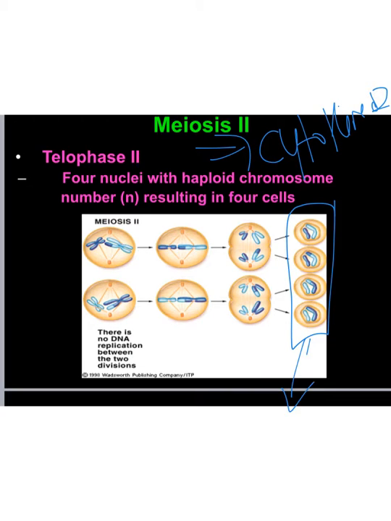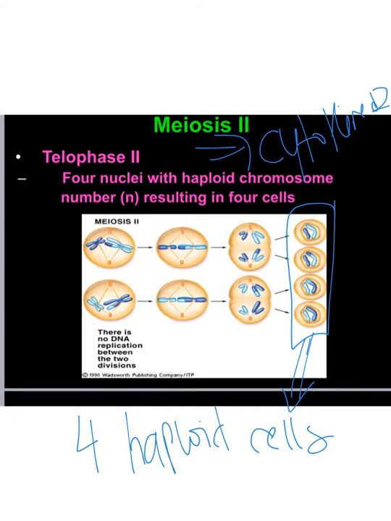So what we get here at the end of meiosis 2 is 4 cells that are haploid, meaning they have one of each type of chromosome. And I'm going to walk you through an example of this in a second and give you an application for how we would carry out meiosis 2.